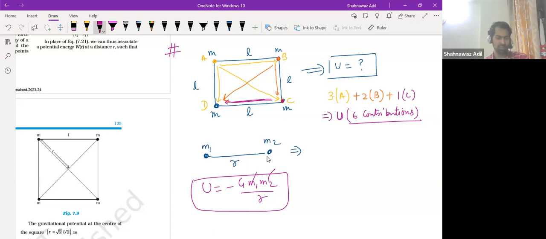So see you guys tomorrow, and then we'll do this question. In this question, there are two parts. One part is to calculate this potential energy. The second part is to calculate this potential. So that we will also learn.